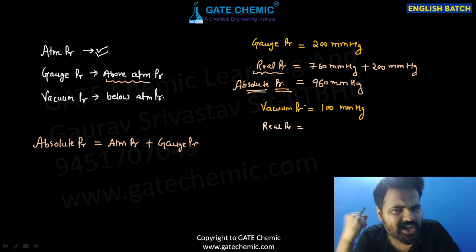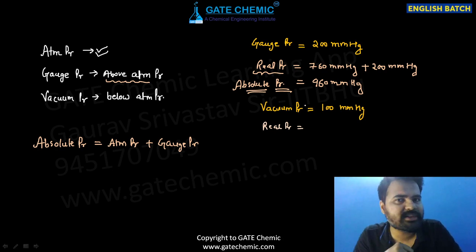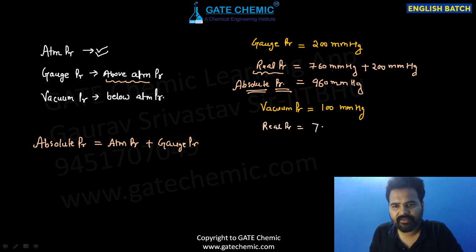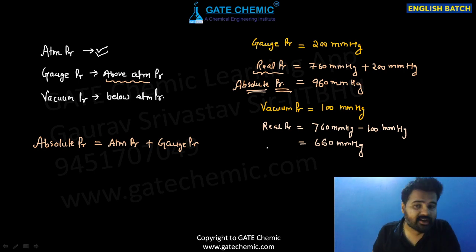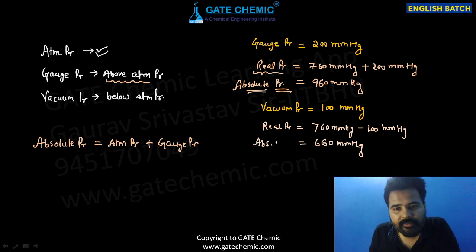What is real pressure? 100 mmHg below the atmospheric pressure. That means we have to subtract that 100 from 760 mmHg. So it's 760 mmHg minus 100 mmHg, and now I got 660 mmHg. Now again, this 660 mmHg is my absolute pressure. So one more beautiful formula I got: absolute pressure equals atmospheric pressure minus vacuum pressure.